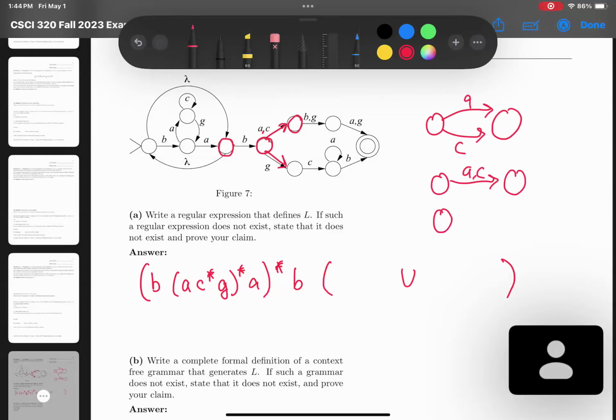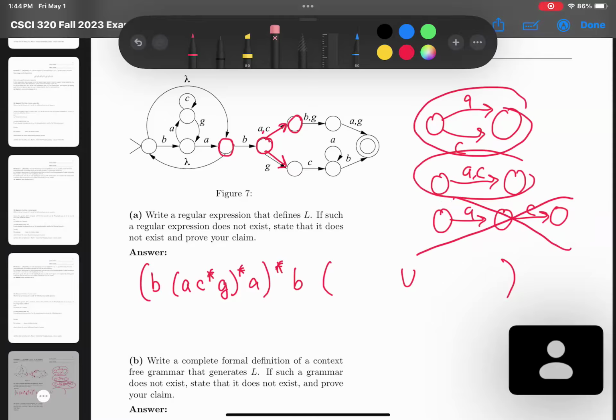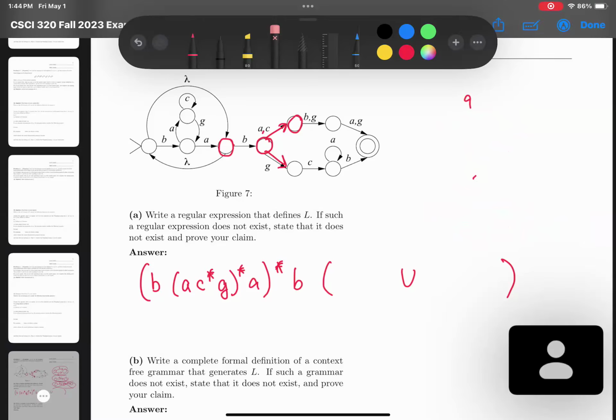But it's not the same as this one, A, C. This one means A followed by C. Well, this one is just A or C, these two. So this is not the same. Okay? So that's just saying A or C.